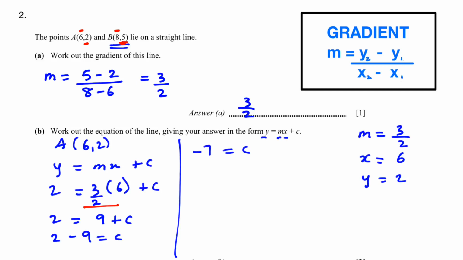Now that you have found your c, in your final step, in y is equal to mx plus c, we are going to replace the m and the c. So, what is our m? 3 over 2. And what is our c? Which we just found, negative 7. So we remove the plus sign also. This is the answer. Okay.